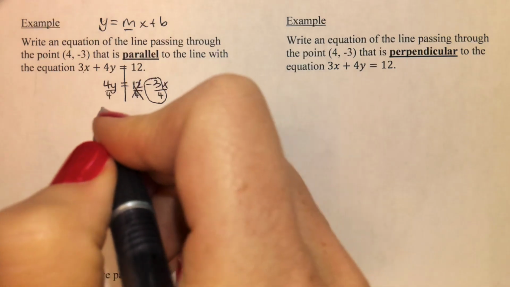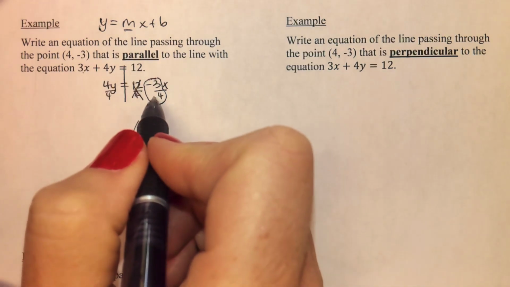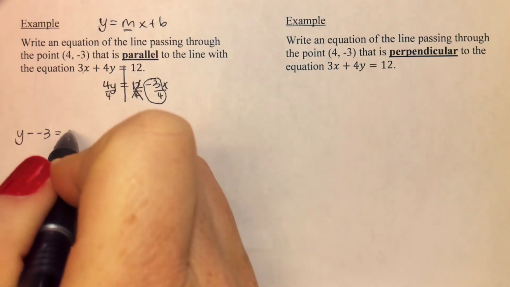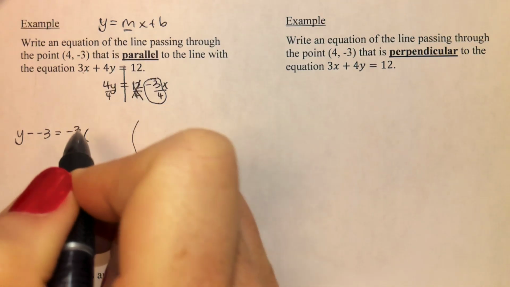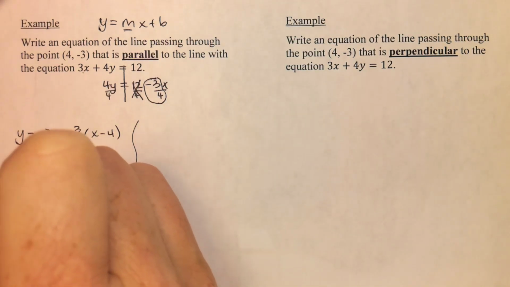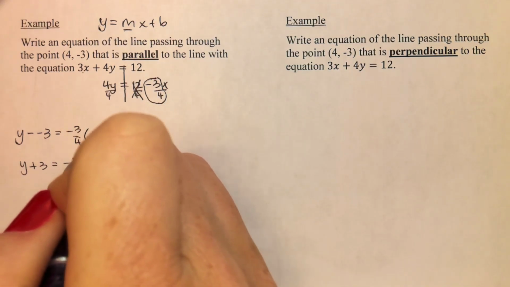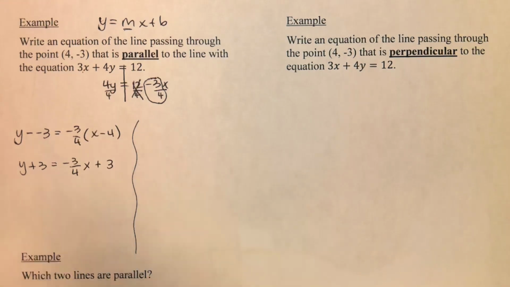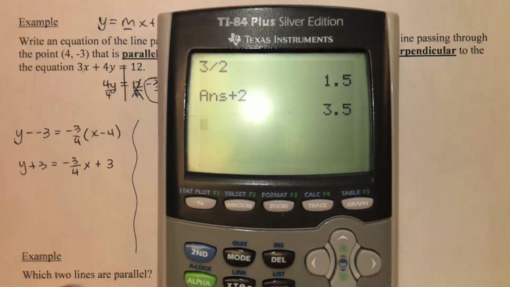So in order to be parallel, we're going to use that slope with our point. So y minus -3 equals -3/4, and then x minus 4. So this is y plus 3. We're going to distribute, so I get -3/4 x, and then plus, that turns out to be 3. I'll show you how to enter that on your calculator.